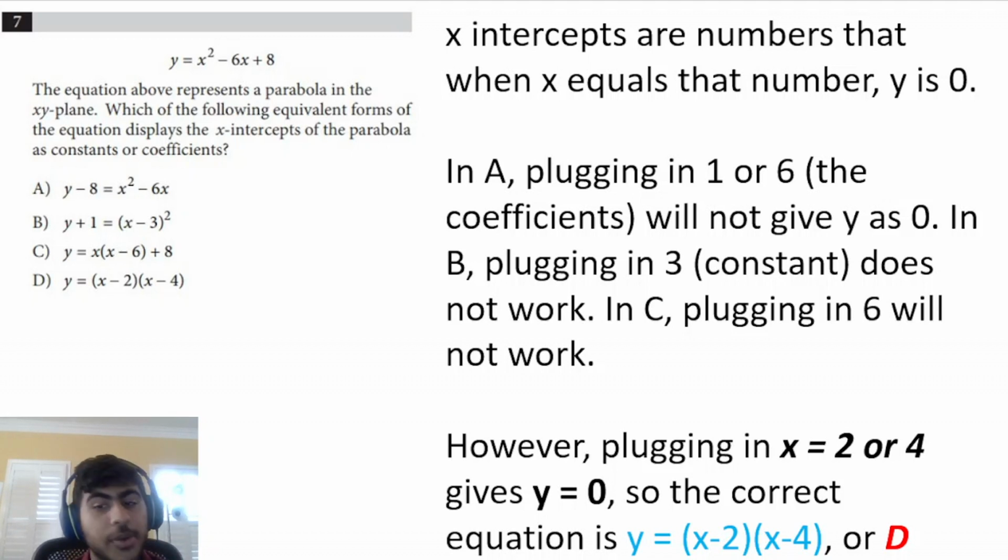In B, plugging in 3 also doesn't work. We get y equals negative 1. And in C, plugging in 6, we already know that doesn't work. So plugging in the constants or coefficients for those 2 answer choices doesn't work. Look at answer choice D though. We plug in 2 or 4, the constants, then we end up with y equals 0. So the correct writing of this that displays it using the roots of the equation, right, the numbers that make y equal 0, is y equals x minus 2 times x minus 4, or answer choice D.